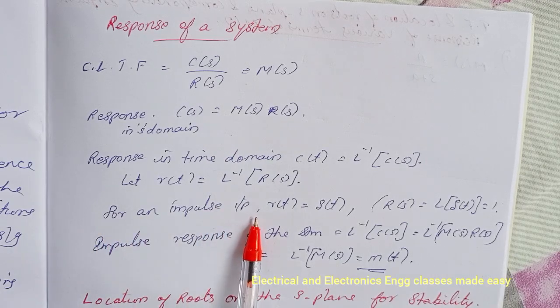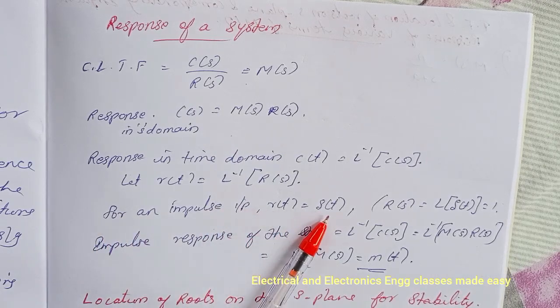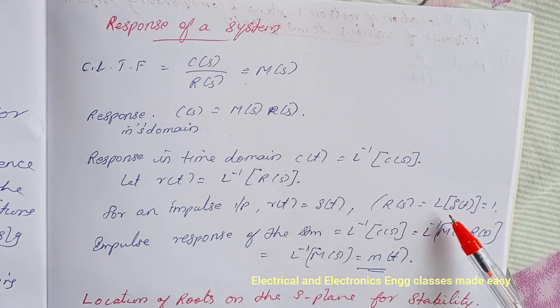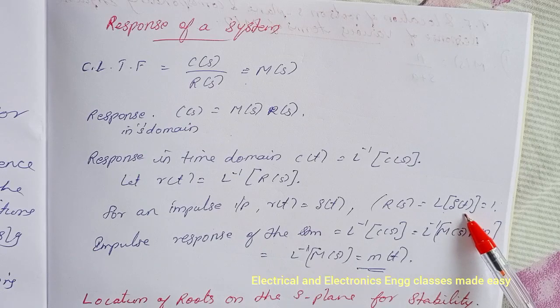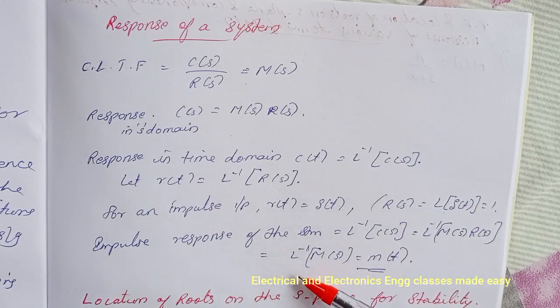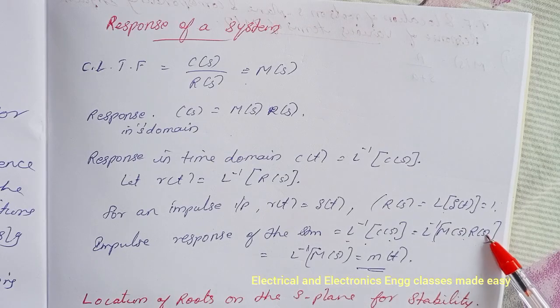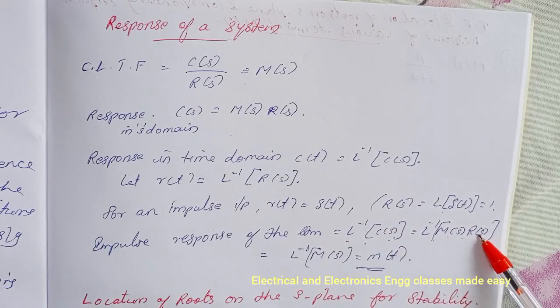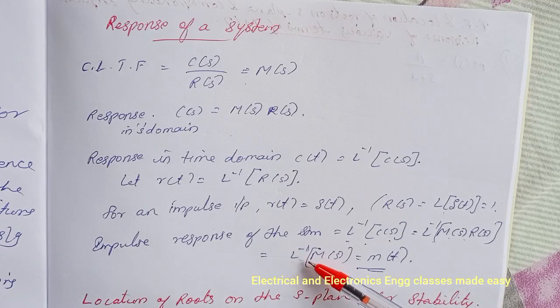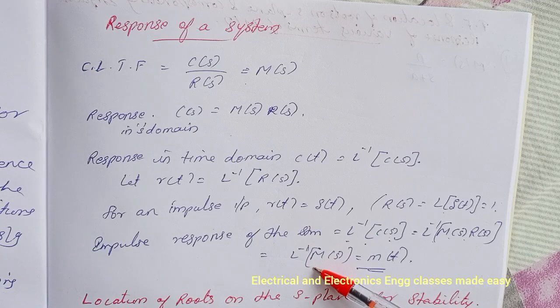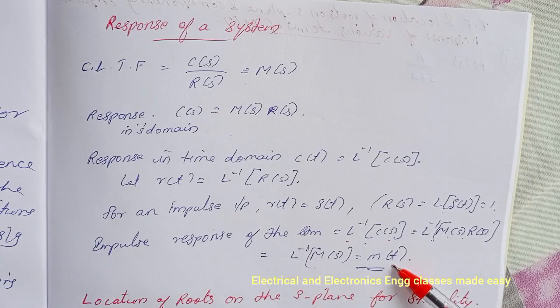for an impulse input, r(t) is equal to delta(t). Therefore, R(s) equals the Laplace transform of delta(t), which is 1. Then the impulse response of the system is the Laplace inverse of C(s), equal to the inverse Laplace transform of M(s) into R(s). That is, C(s) is M(s) into R(s). And we get R(s) is 1, so we get L inverse of M(s), and that is equal to m(t).